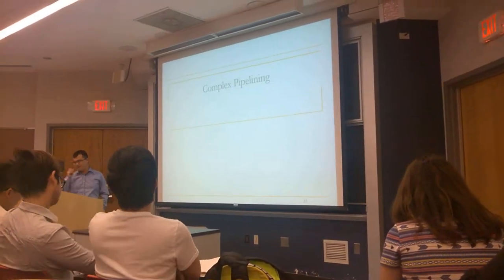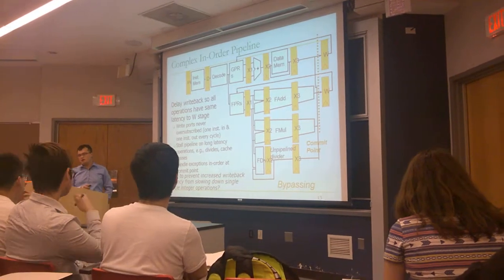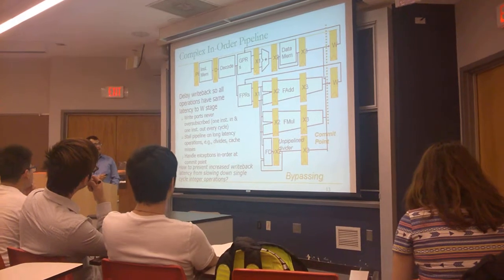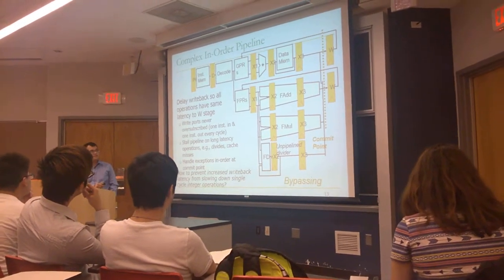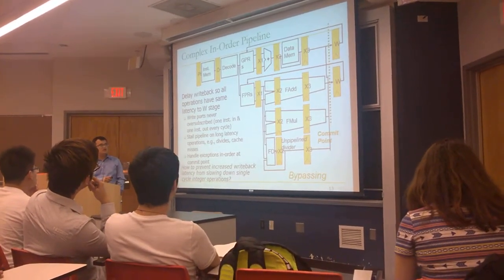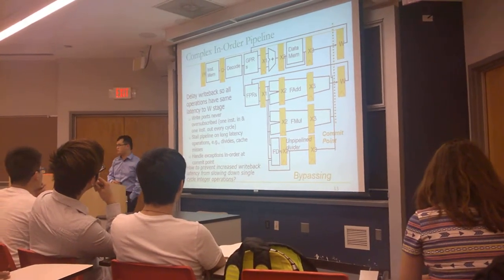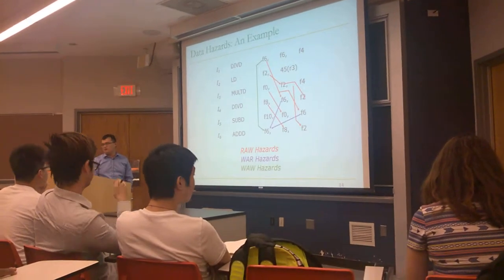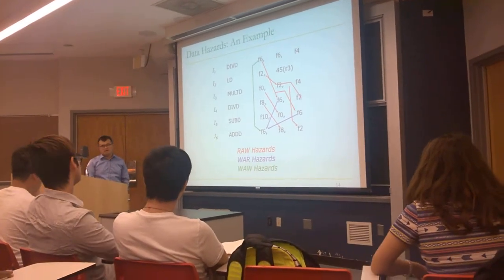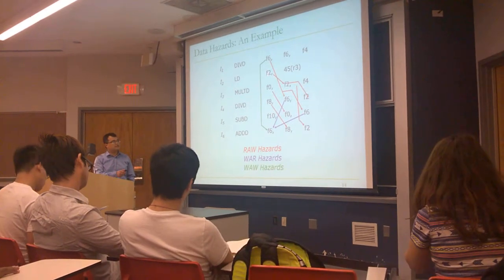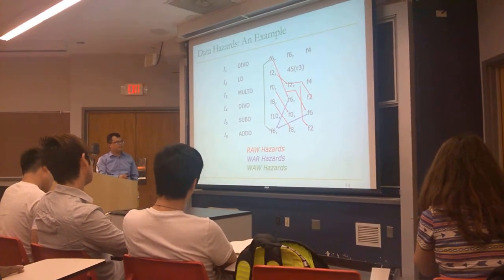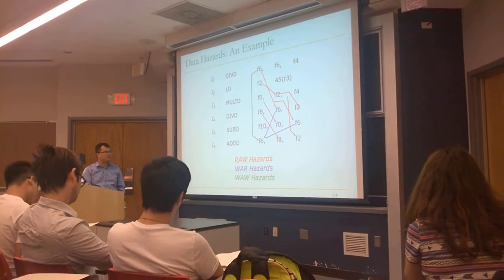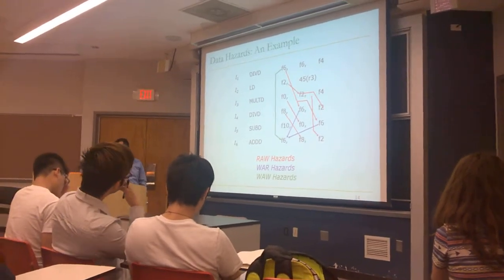The complex pipeline. We already discussed this architecture, and it has multiple paths, and for the execution stage, it's not necessary to finish in 1 clock cycle. And we have one example to analyze the data hazards in a code. And those are all the relations, including the read after write, the write after read, and the write after write patterns.